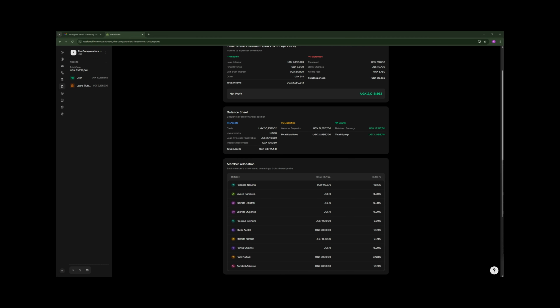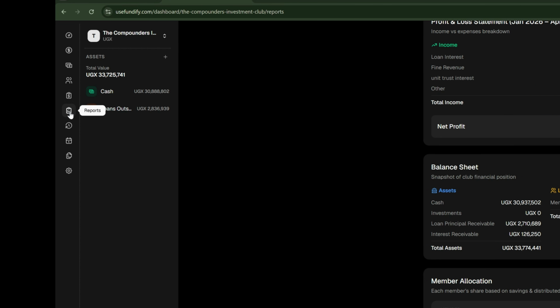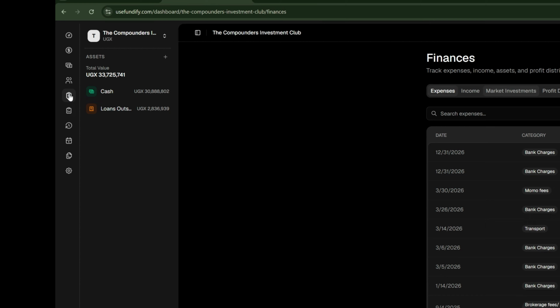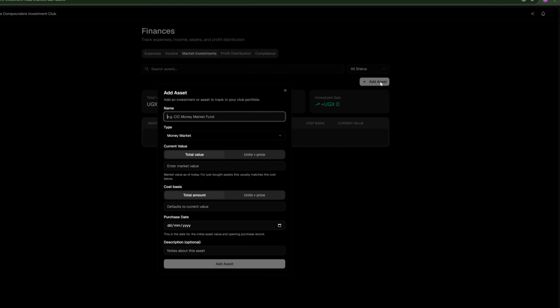How do we log assets in Fundify? I'm going to head into the finances section and open the market investments tab. Then I'll click add asset. The form asks for the asset name, the type, the current value, the cost basis, and the date of purchase. It also has an option for adding a description.